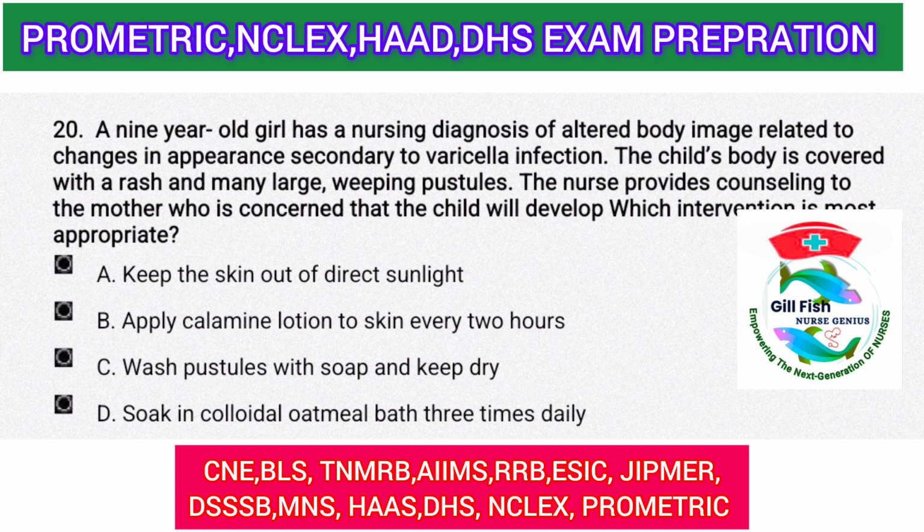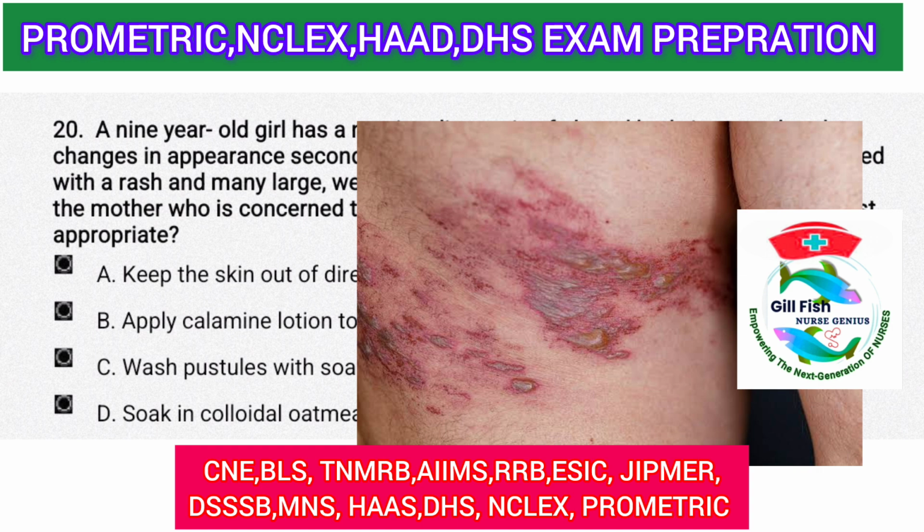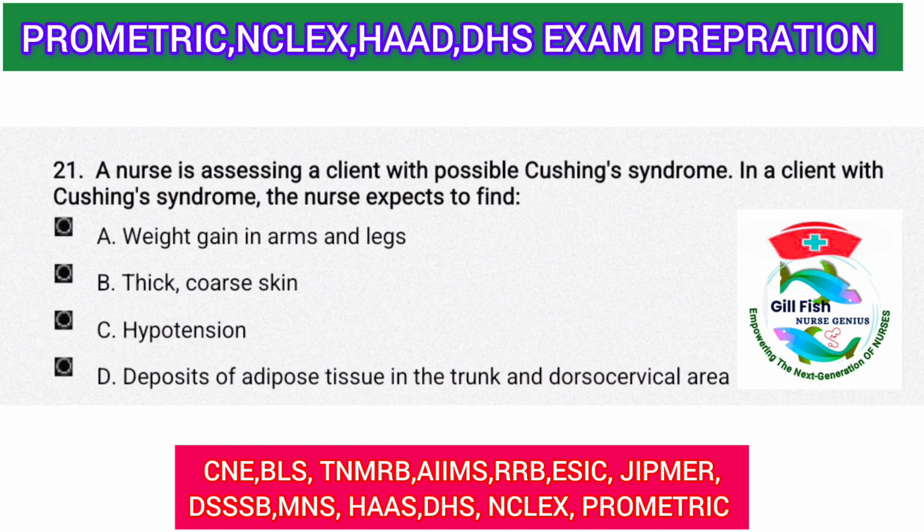So what do you do for the child? It is a 9-year-old child. So what is a varicella infection? Now you can look at the picture to see how the infection was. That means you have to tell the patient to soak in a colloidal oatmeal bath 3 times daily. So that is why option D will be the correct answer, and it is also going to soothe the infection. Question number 21.